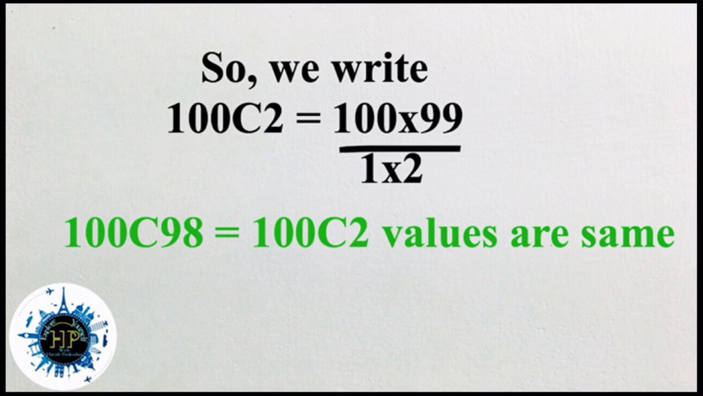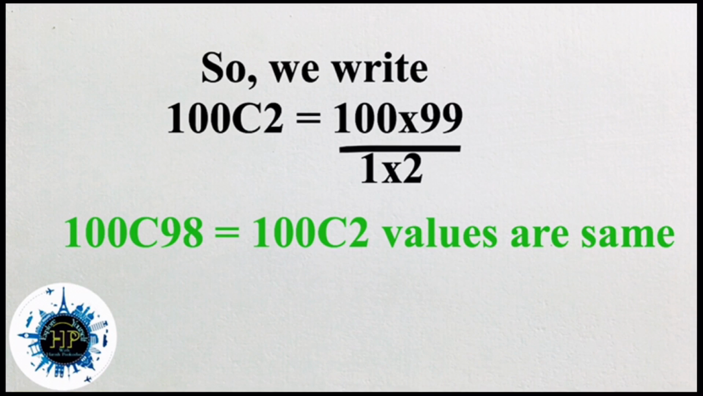100C2 we can write very easily, that is 100 into 99 divided by 1 into 2. If we solve 100C2 and 100C98, the values will be the same, both are the same. So this is the easiest way. 100C2 is the easiest way to find the value or solve the problem. So we can choose this one, 100C2.